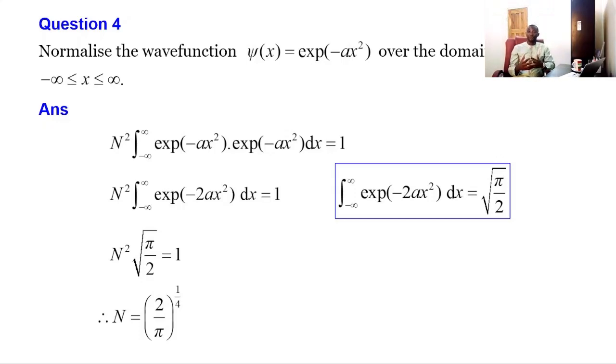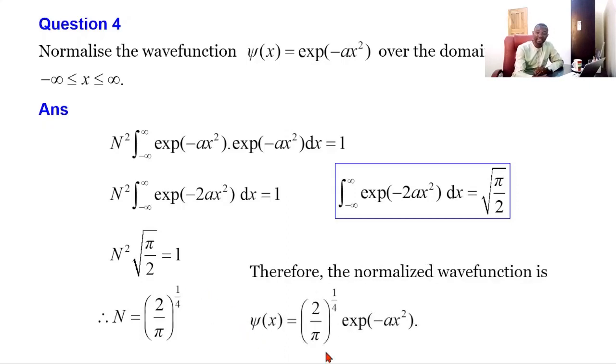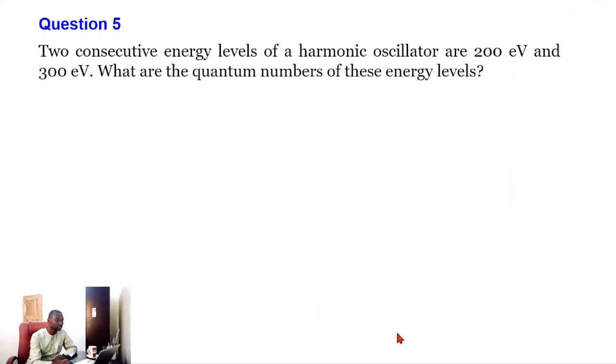Now that we found N, we multiply N by the given wave function, and that gives us the normalized wave function. So the normalized wave function is psi of x equal to the fourth root of 2 all over pi times exponential negative a x squared. Of course, a is a constant.